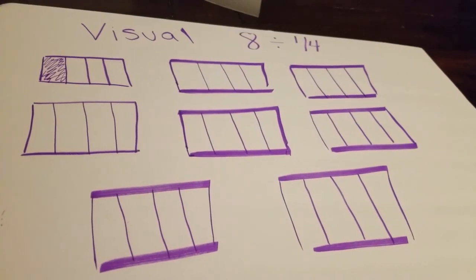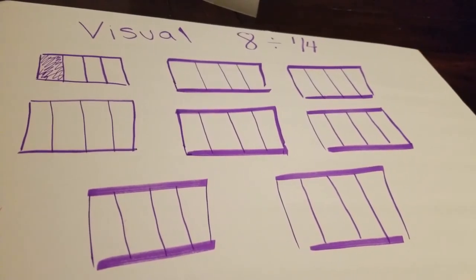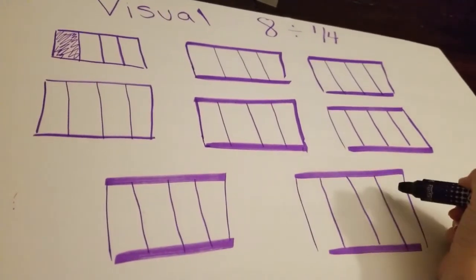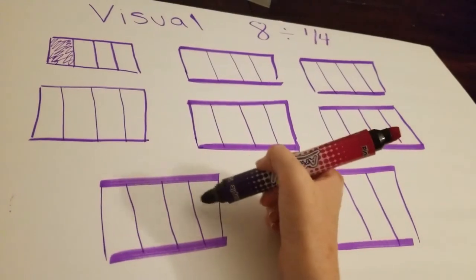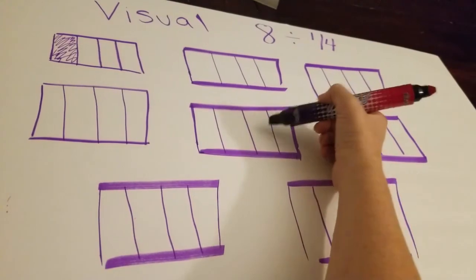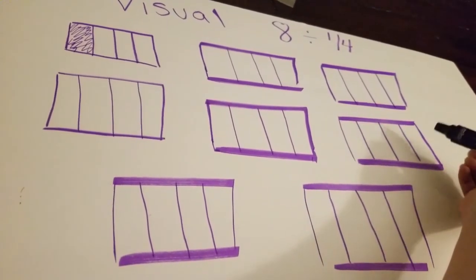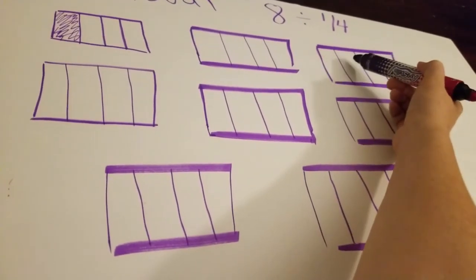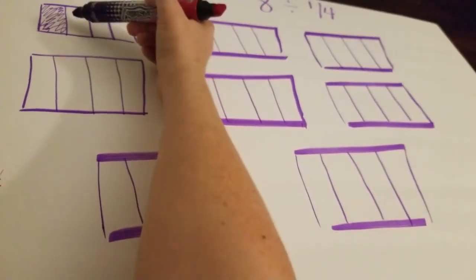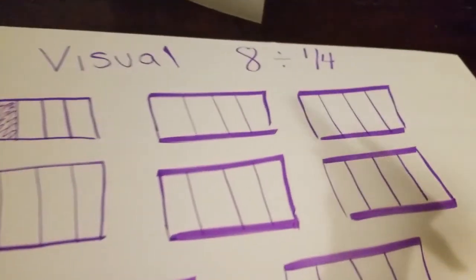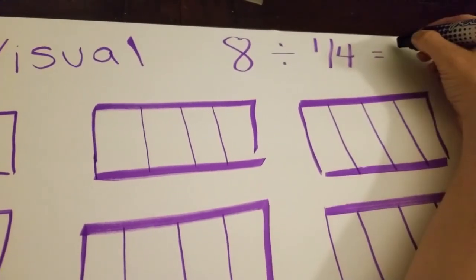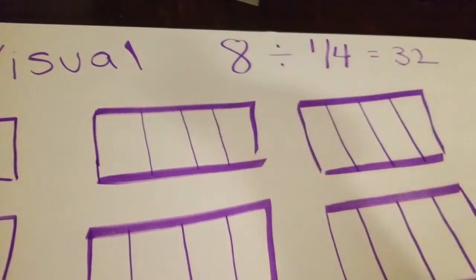Now that I have all my boxes divided into 1/4, I'm going to count how many 1/4 that I have. 1, 2, 3, 4, 5, 6, 7, 8, 9, 10, 11, 12, 13, 14, 15, 16, 17, 18, 19, 20, 21, 22, 23, 24, 25, 26, 27, 28, 29, 30, 31, 32. So 8 divided by 1/4 equals 32.